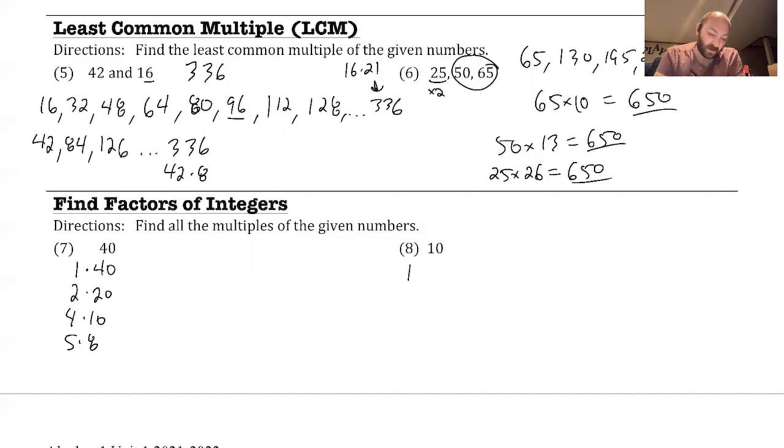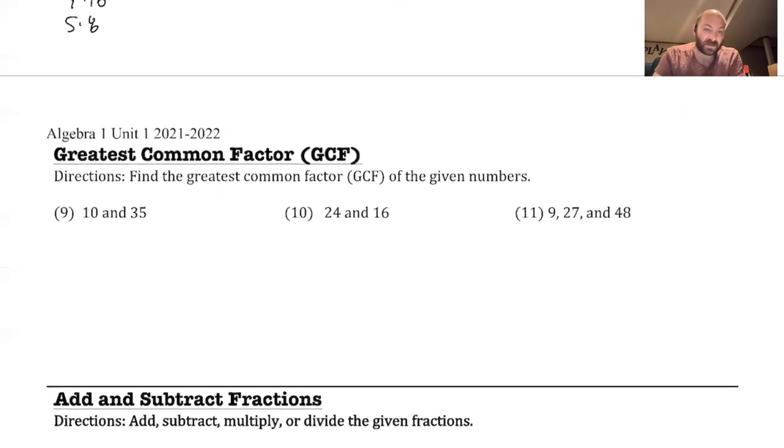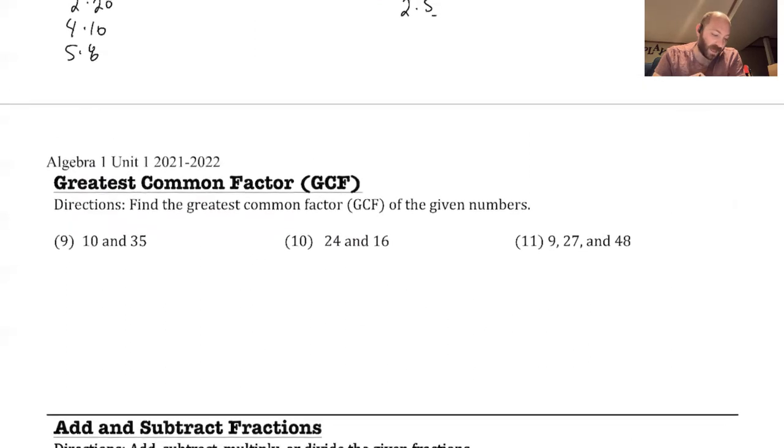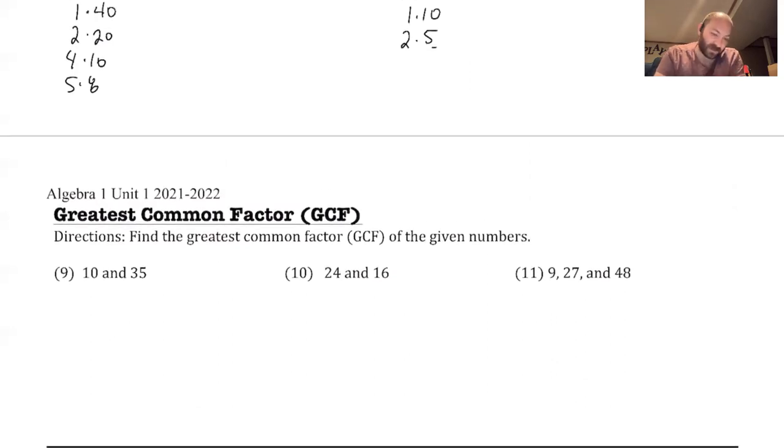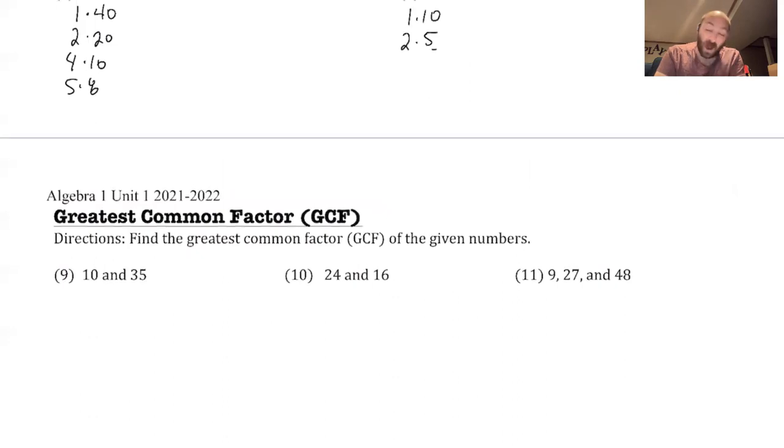So for 10, I'm going to start with 1 times 10. I'll check 2. Well, 2 does work with 5. Then 3, 4, 5. Okay, and then 5 is repeating here, so those are all my factors. For greatest common factor, I'm going to list out all the possible factors. For example, for 10, I already did that. If you want, you can list them out in order. I know I'm dealing with 1, 2, 5, and 10. It's helpful to see that.